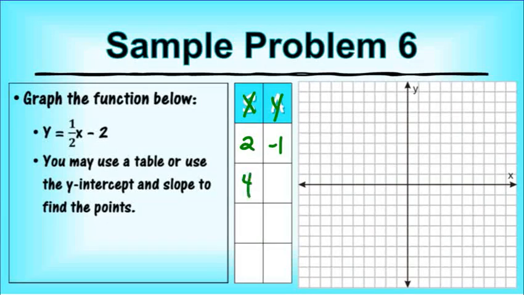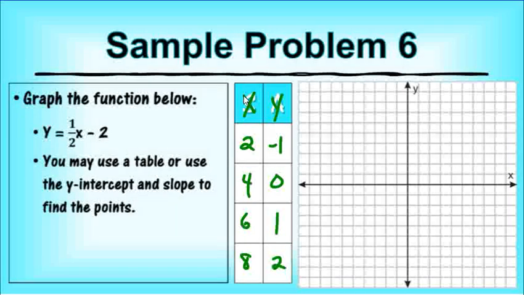I'm going to put a 4 in. Half of 4 is 2. 2 minus 2 is 0. I'm going to put a 6 in there. Half of 6 is 3. 3 minus 2 is 1. I'm going to put an 8 in. Half of 8 is 4. 4 minus 2 is 2.